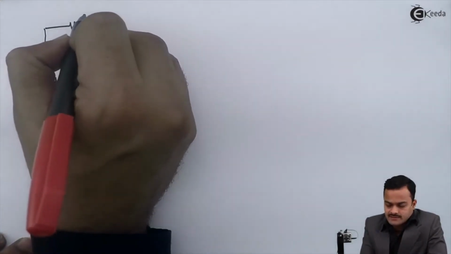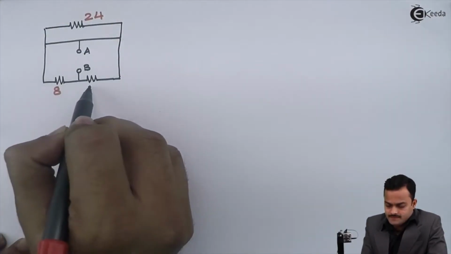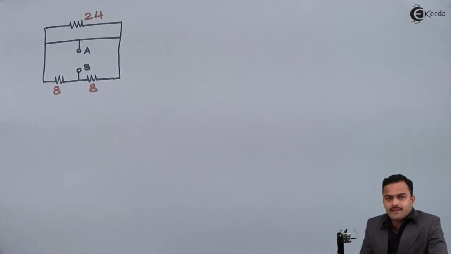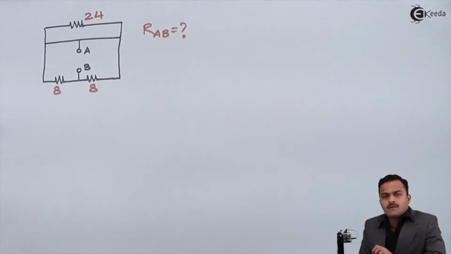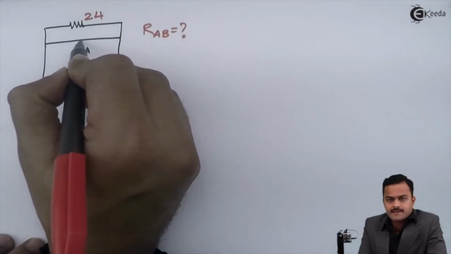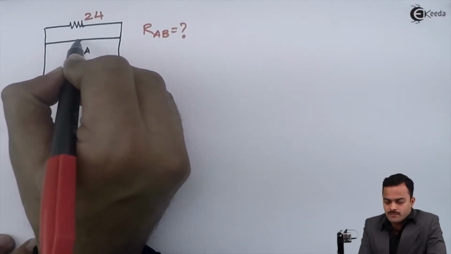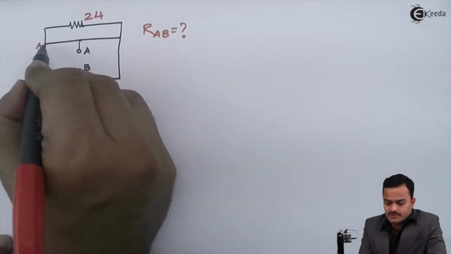Let's take this resistance to have the value 24, this will be 8 and this will also be 8 ohm resistance. Now the question is the same: we have to get the resistance between points A and B, the equivalent resistance, right? Now if you see properly, as we have discussed in the point tracing method, this point is A, and at the same time this point is also A, because between these 2 points there is no element connected. So I can say this point is also A.